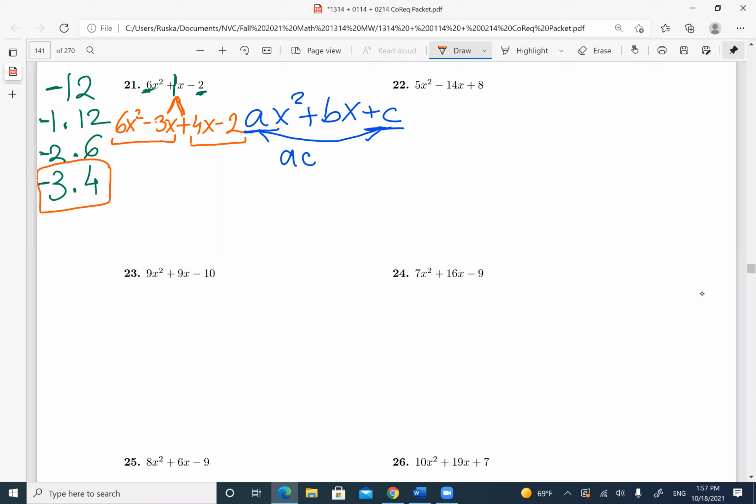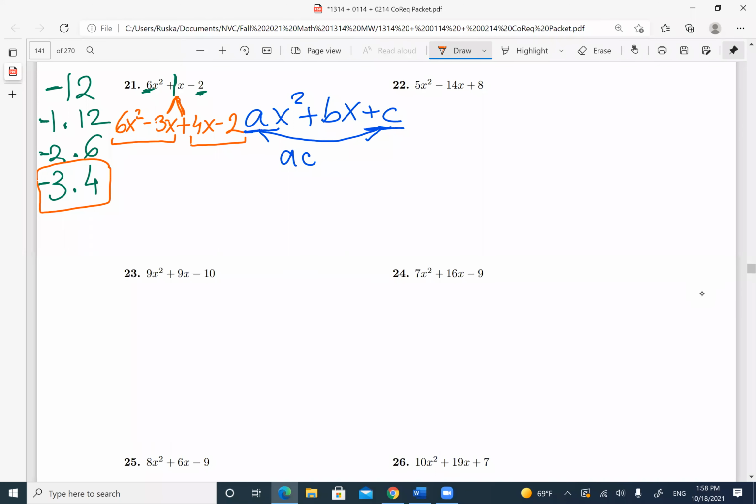Make sense? So this is called AC by grouping. It's when you multiply A and C, get the factors, find two numbers that multiply to negative 12 and add up to the middle. And then you split the middle and then you factor by grouping.